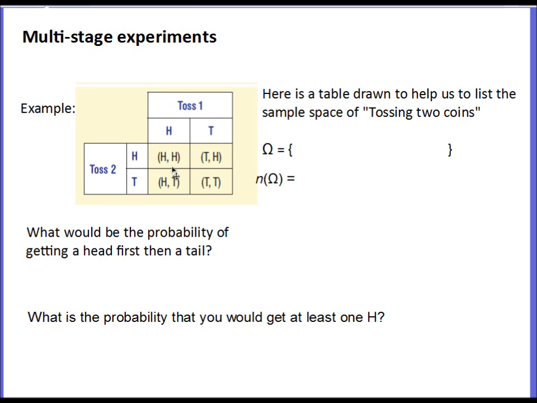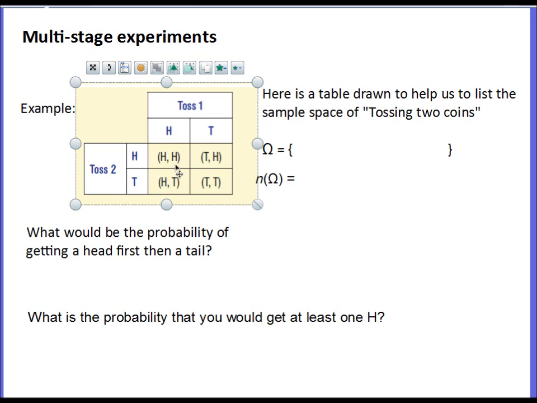I can get a head and then a head denoted by HH here. I could get a tail for the first and then a head for the second. I could get a head for the first, and a tail for the second, or I could get a tail for both tosses.